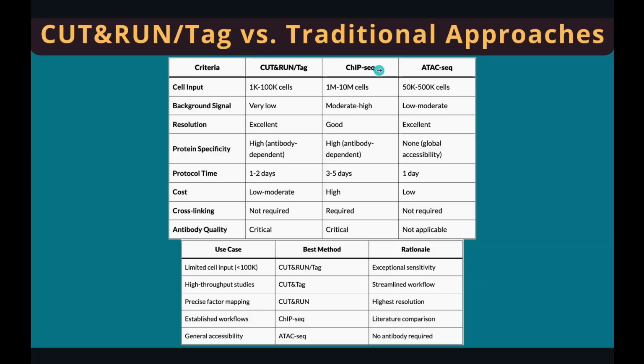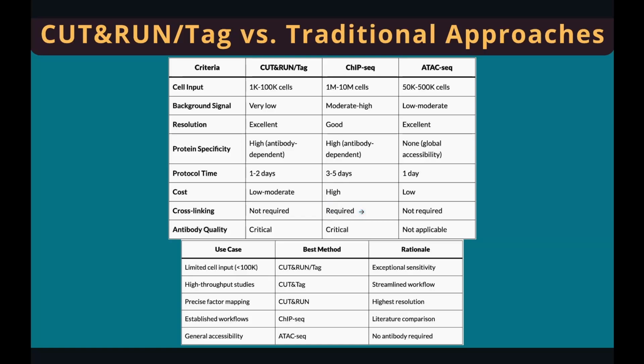Compared to ChIP-seq, what advantages does CUT&RUN or CUT&Tag offer? Well, CUT&RUN or CUT&Tag needs a lot fewer cells. The background signal is very low, resolution excellent, processing time low, cost low. So basically everything is better in CUT&RUN and CUT&Tag than ChIP-seq.